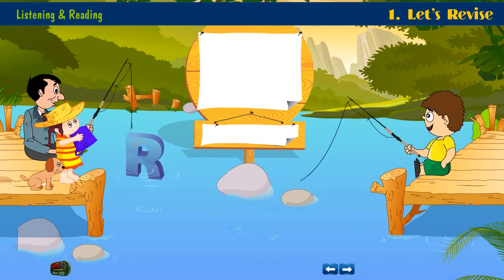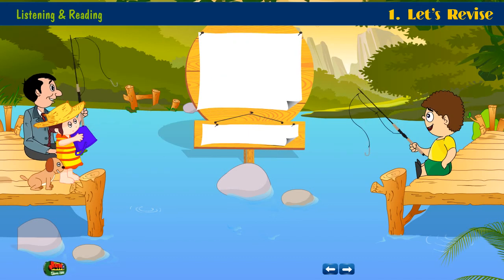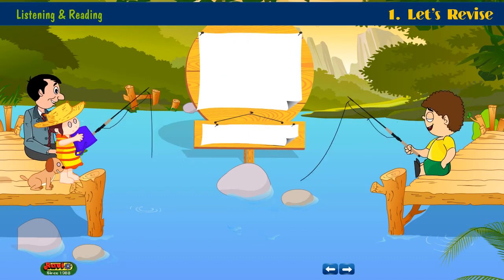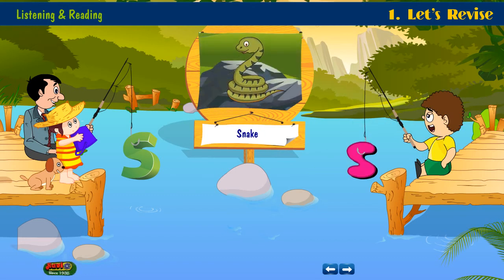Capital letter R. Small letter R. R for rose. Capital letter S. Small letter S. S for snake.